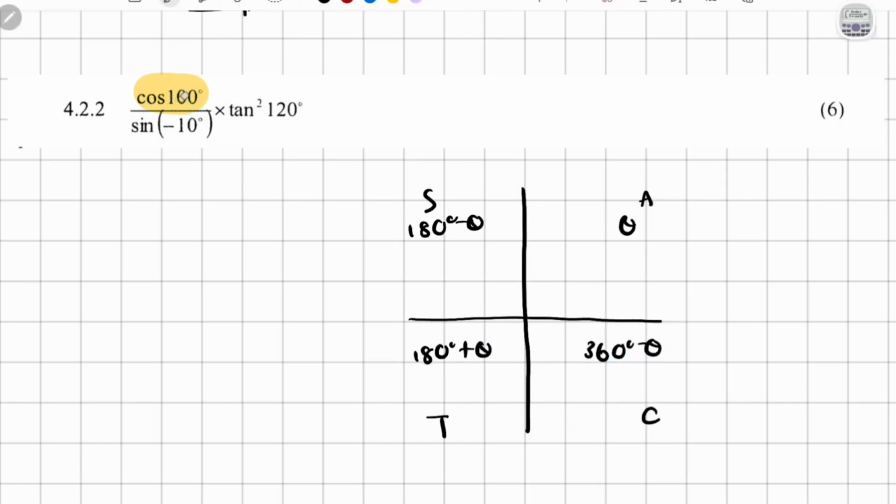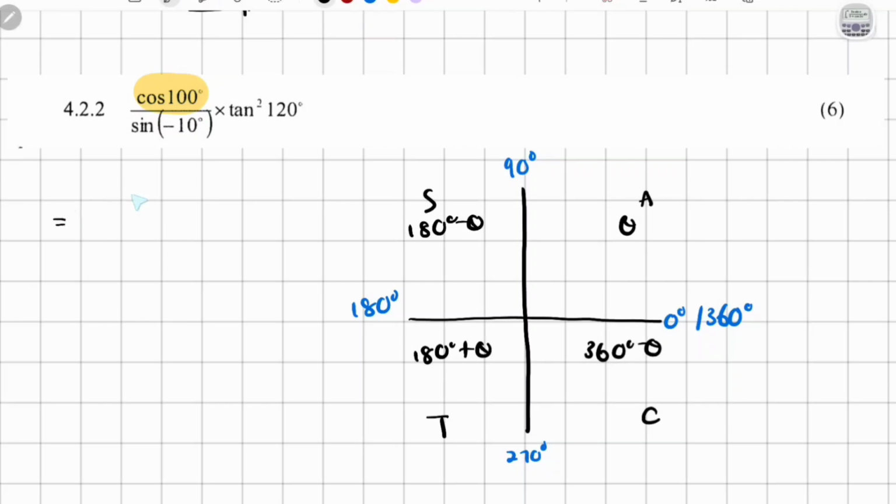Where would 100 degrees fall, right? Okay, you can also include the angles, of course. So 0 degrees, 90 degrees, 180 degrees, 270 degrees, and then 360. So 100 degrees will fall in the second quadrant. So you're going to have to use the reduction of the second quadrant.